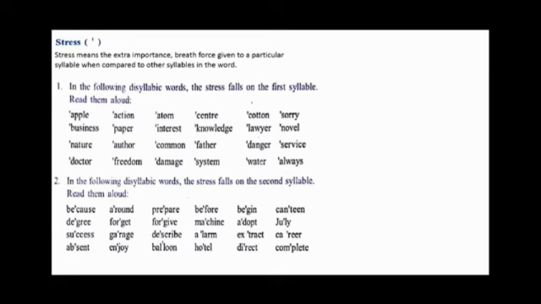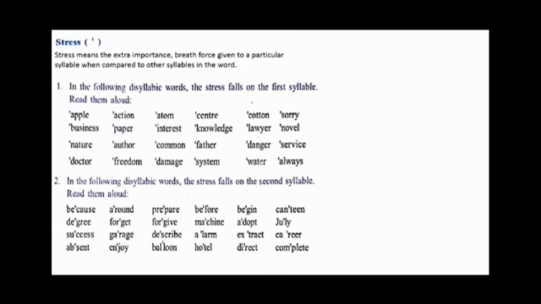Disyllabic words. Disyllabic means two syllables. Apple, action, Adam, center, cotton, sorry, business, paper, interest, knowledge, lawyer, novel, nature, author. There is a vertical bar given before some letters, the first letter. So apple has two syllables, and the stress is on the first syllable. In most cases of disyllabic words, we have stress on the first syllable, that is the first letter.